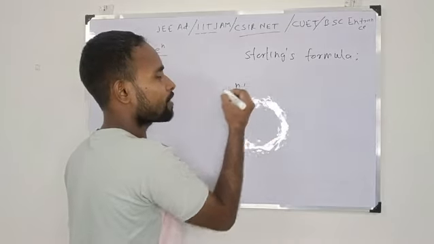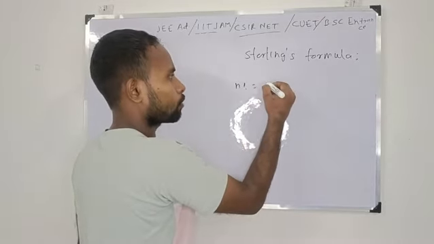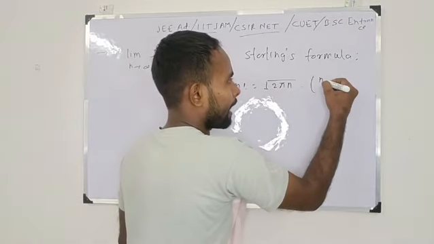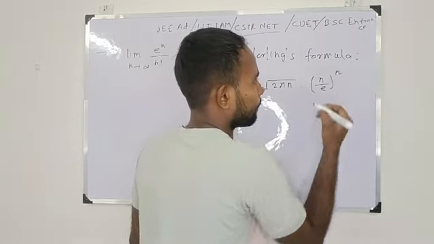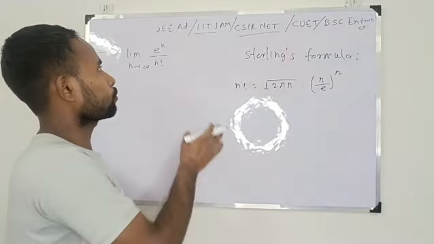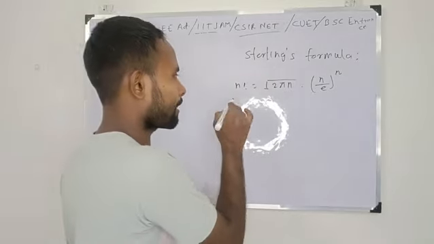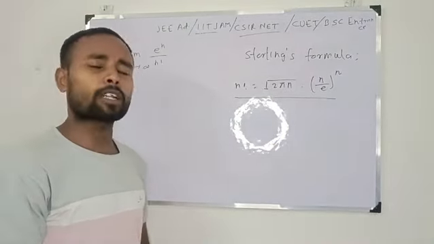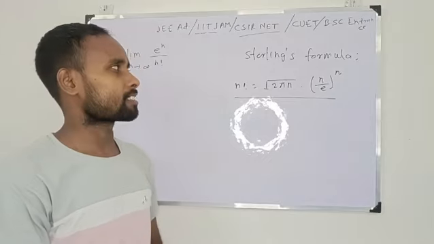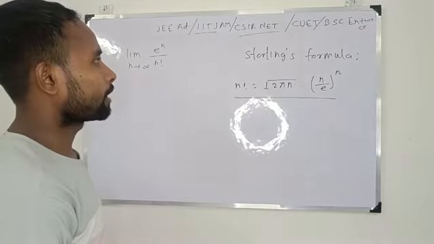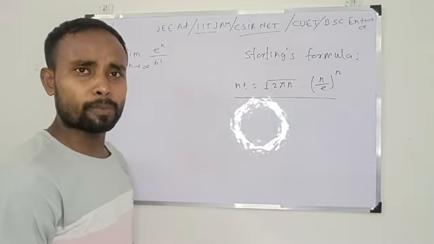Stirling's formula says n factorial is equal to under root 2 pi n into (n by e) whole to the power n. This is the Stirling formula, which is very important to solve this question. If you know this formula, you can solve these questions very easily, using some standard calculation. Now I will solve this question with the help of this formula.